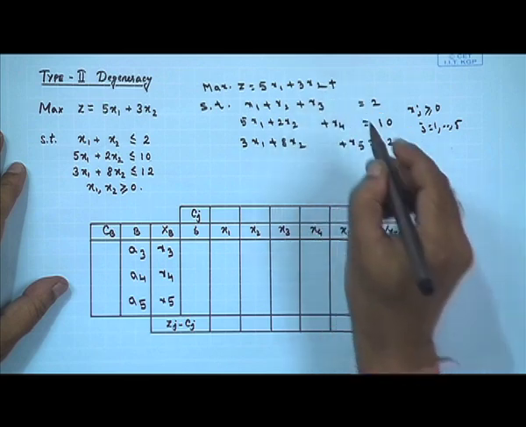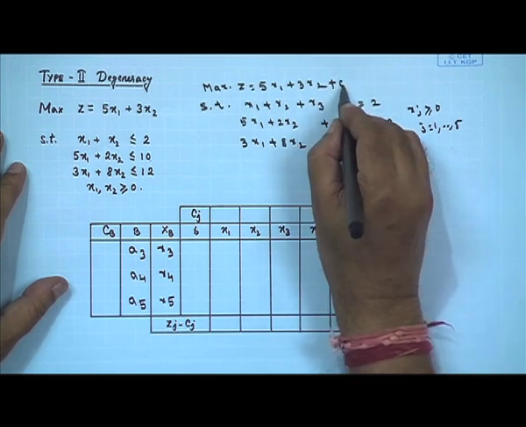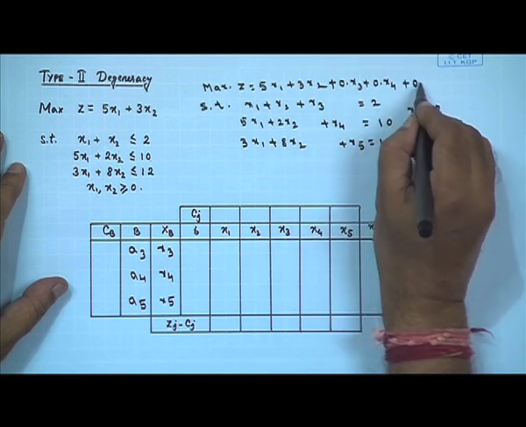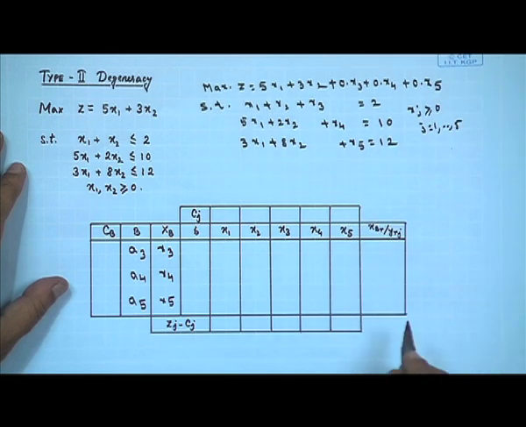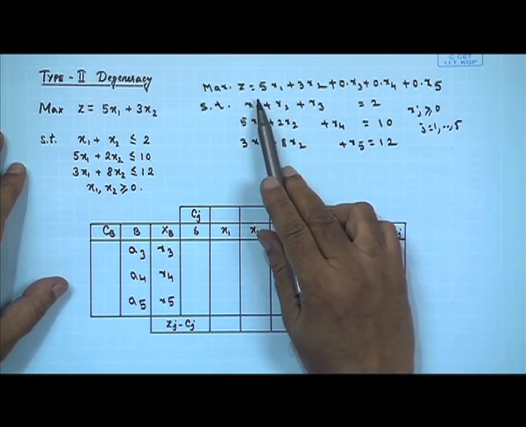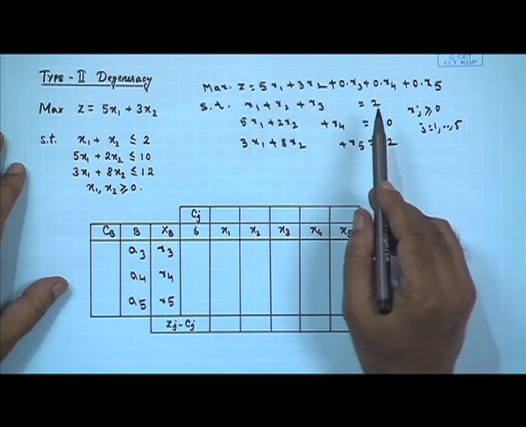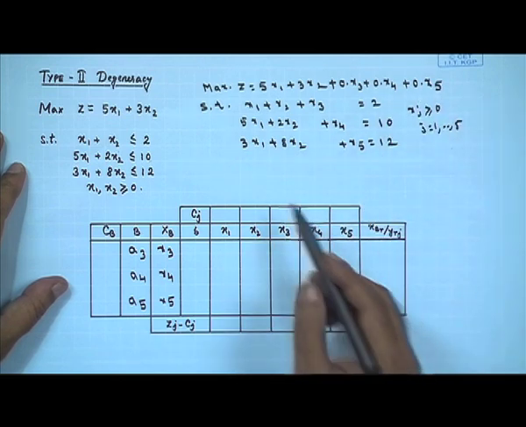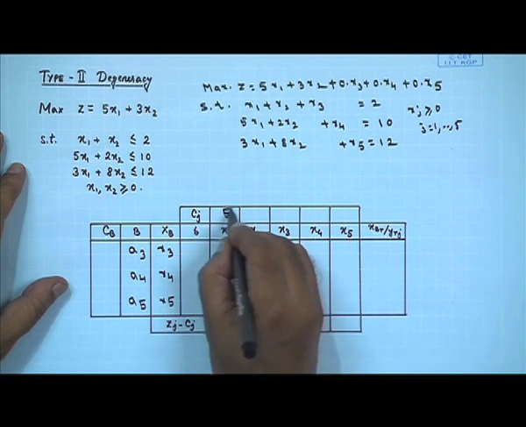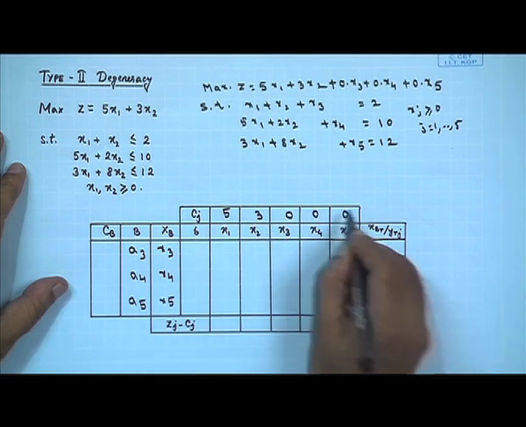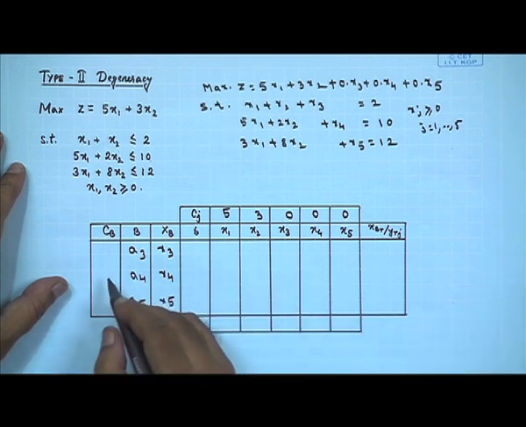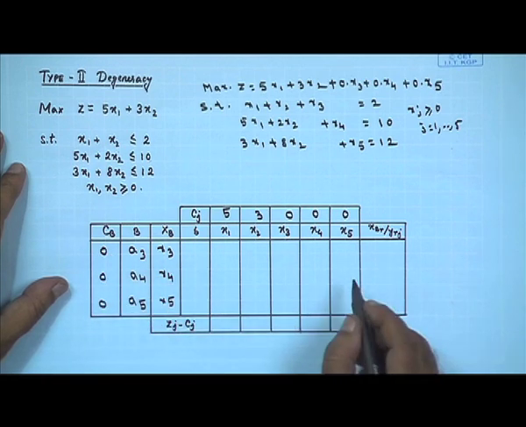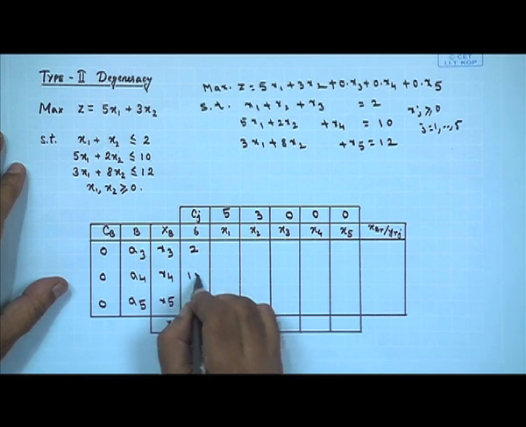Obviously, in the objective function the coefficient of the slack variables will be 0 only. So your objective function is Z equals 5x1 plus 3x2 plus 0 into x3 plus 0 into x4 plus 0 into x5. So the Cj values are 5, 3, and zeros. Your Cv values for x3, x4, x5 are zeros. B values are 2, 10 and 12.